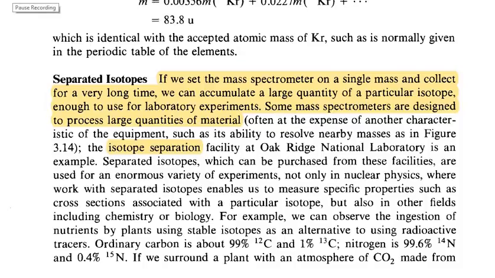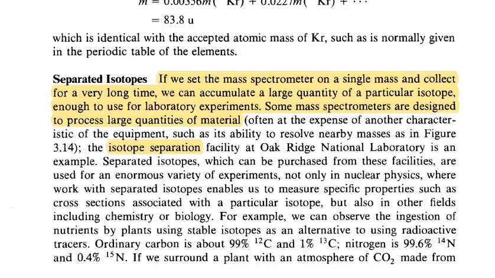Hi friends, last time we have seen the operation of the mass spectrometer. By controlling the electric and magnetic fields, we can accumulate some particular mass of particles, and by finding the radius and the values of electric and magnetic fields, we can easily determine the mass of the elements.